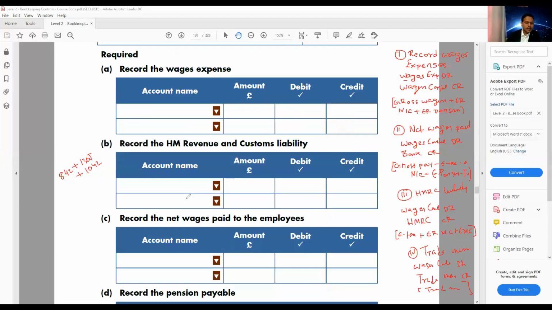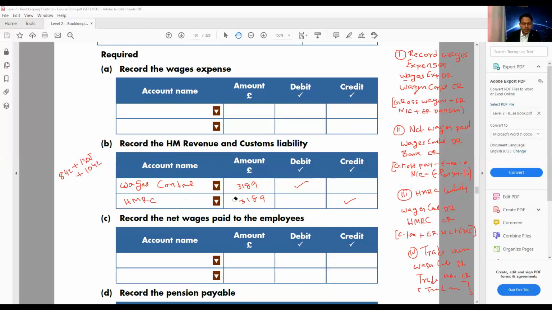You're going to write here wages control, that is debit, and HMRC liability credit. The amount is 3189. Okay, 3189. That's it. All right, so we're done with the HMRC now.